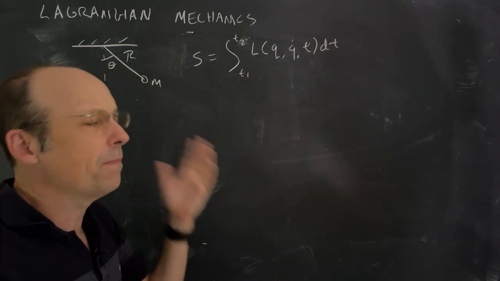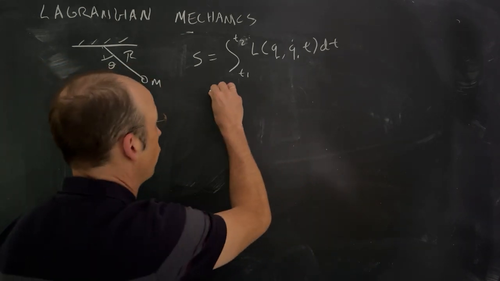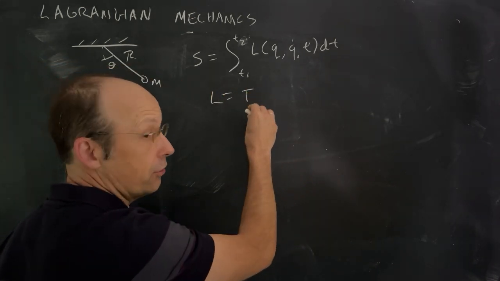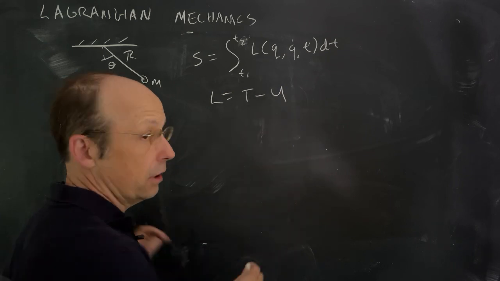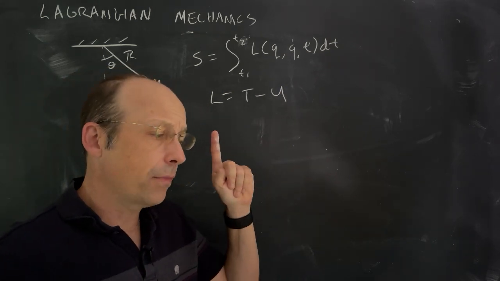And what's L? And I know I'm waving my hands here, but L is called the Lagrangian, and it's the kinetic energy T minus the potential energy. And that comes about from some strange things.